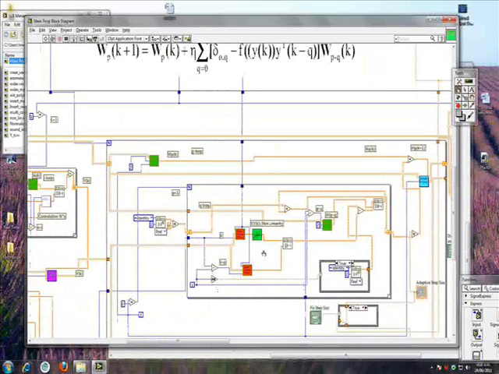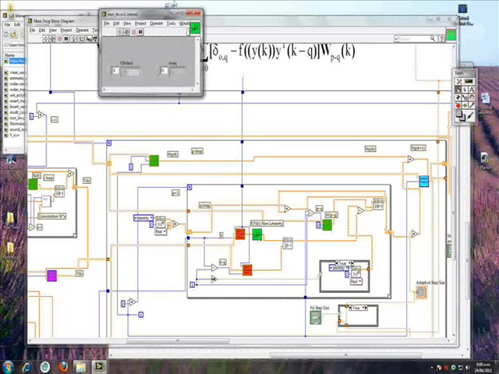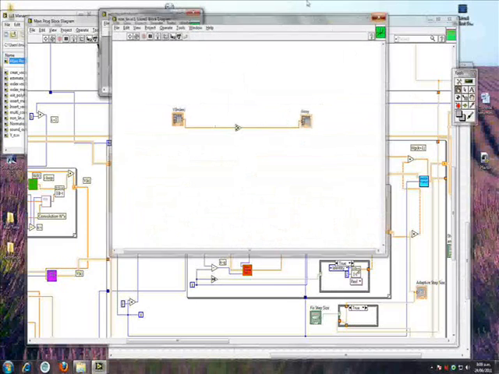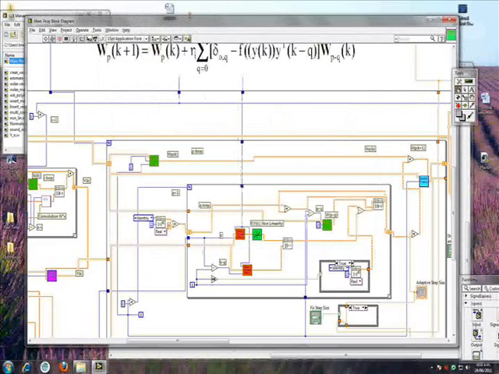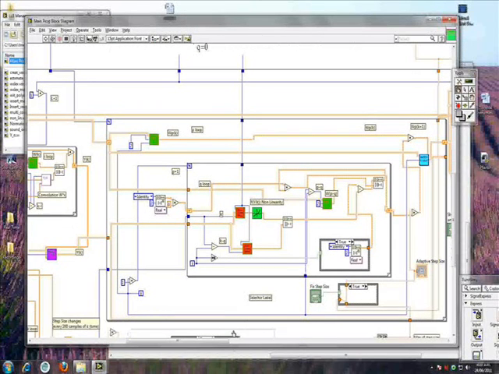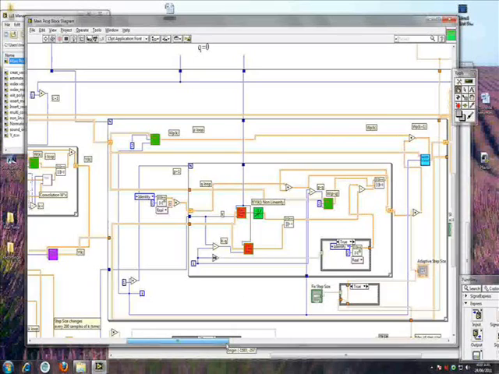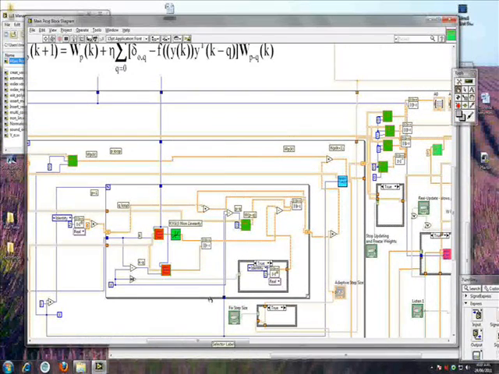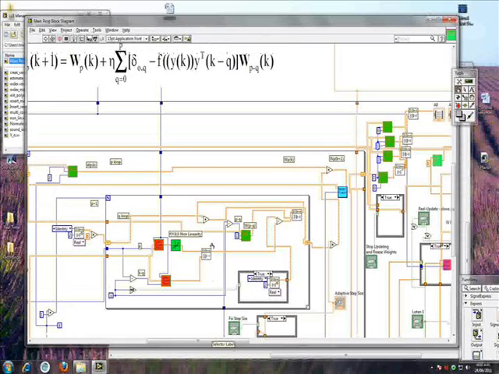There's the formula for the natural gradient algorithm, and that's the nonlinearity that we're using, which is just a simple signum function. And that inner loop there is the summation function. LabView, of course, using G code, which is data flow programming.